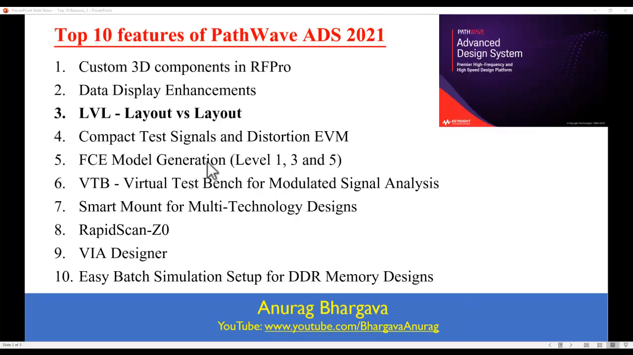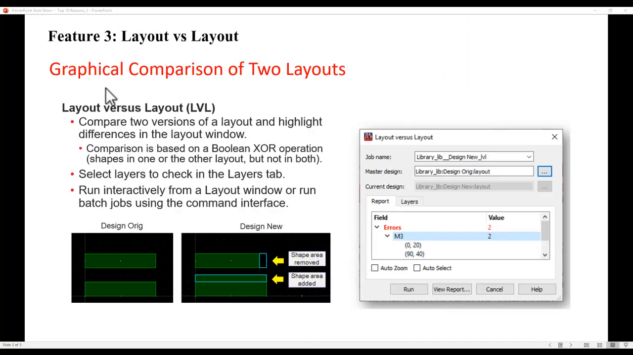In this video series, we are looking at all the cool features which ADS 2021 has brought out. This is the third video where we will look at LVL, or what we call layout versus layout. LVL is a graphical comparison of two layouts, and you can highlight the differences of this comparison in the layout window. Underneath, the comparison is based on Boolean XOR operation.